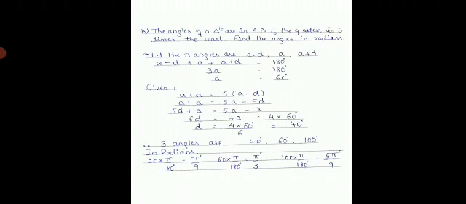Now substitute these two values in the angles which we have considered. Then we get 20 degrees, 60 degrees and 100 degrees. Now convert these three angles into radians by multiplying each of them by pi upon 180. I hope students will understand this.